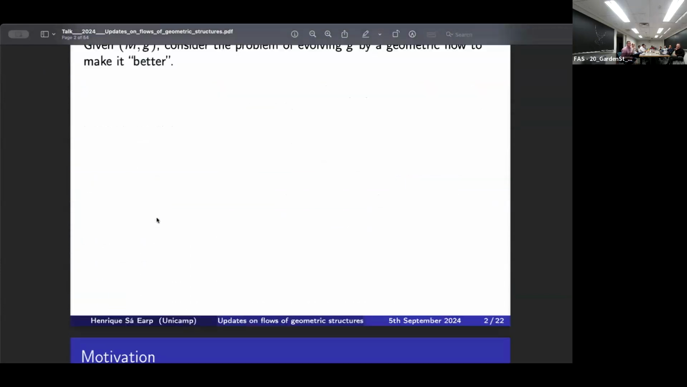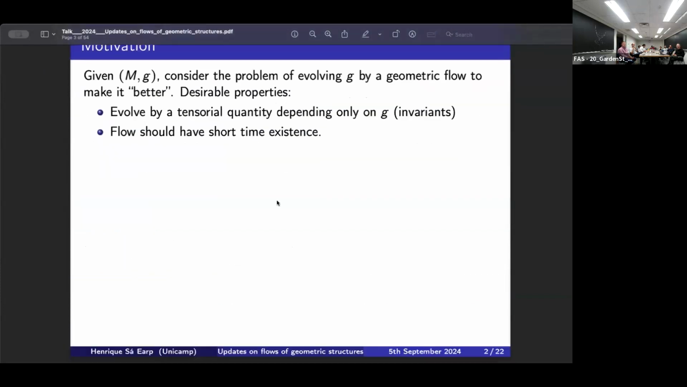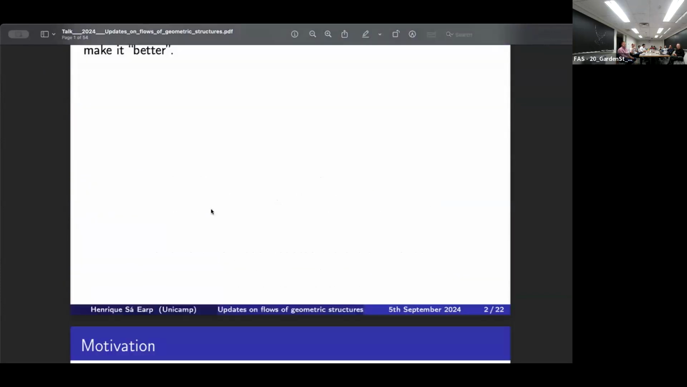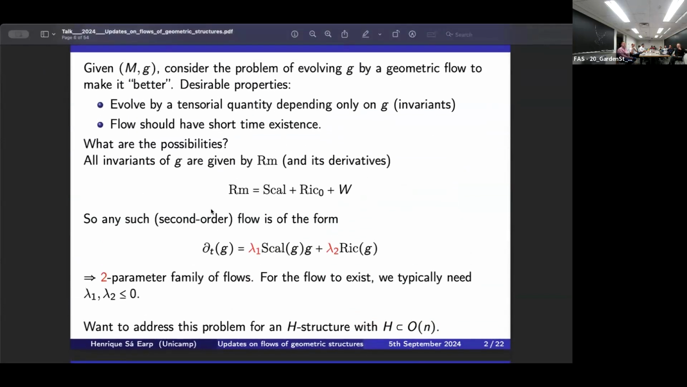So the first disclaimer is that those slides are not mine, and I'm not an expert in this. They're from Henrique, my advisor. But basically the problem is we have a geometric structure and we want to evolve it in a certain way so that it stays in the same cohomology class. And the main question is what is a good flow to consider.